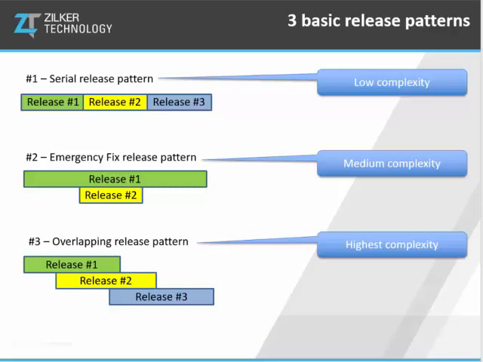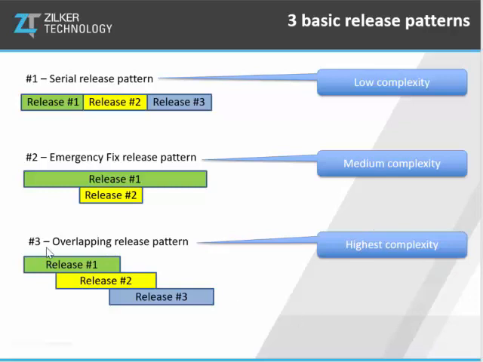Now with pattern number 2, this is an emergency fix release pattern, and this happens when a particular release gets started, a whole series of changes associated with that release, and then unbeknownst to release 1, a new release has to come in and receive changes and apply those changes all before release 1 finishes. So release 2 starts sometime in the middle of release 1 and ends prior to the end of release 1. And this pattern is characterized by the emergency fix release. This is of a medium complexity.